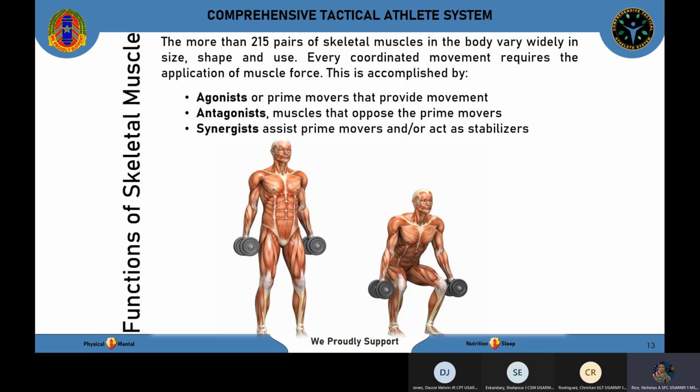So when we have soldiers or even ourselves, when we constantly train a joint in the same plane of motion or on one side, and we don't touch the other side, whatever opposes that joint, that can typically hold us back or increase our risk of injury.